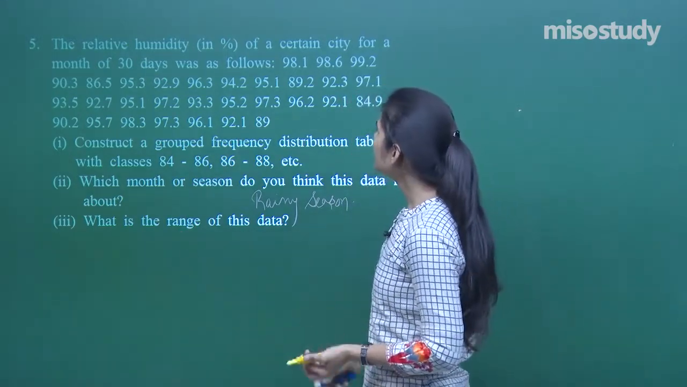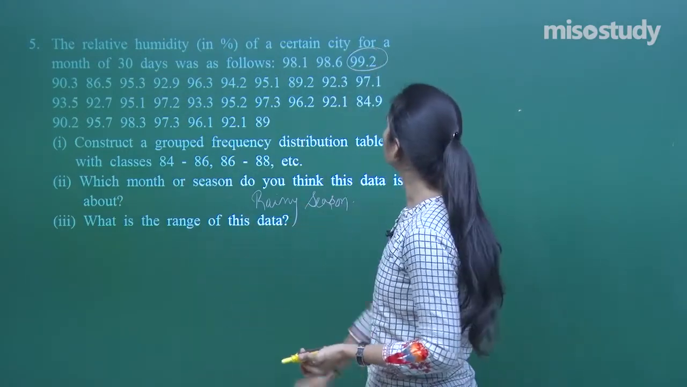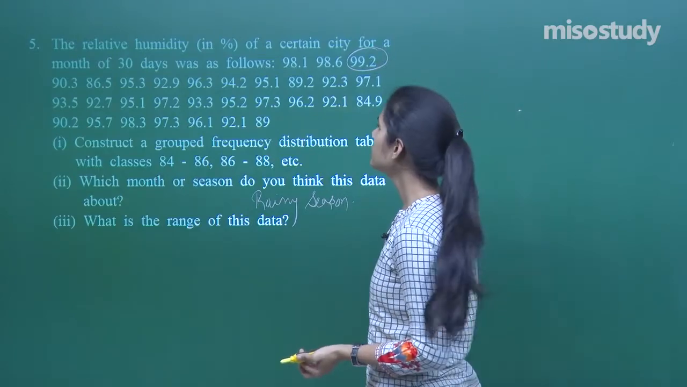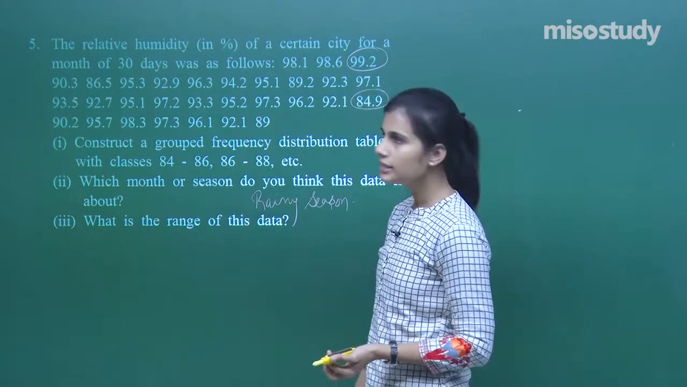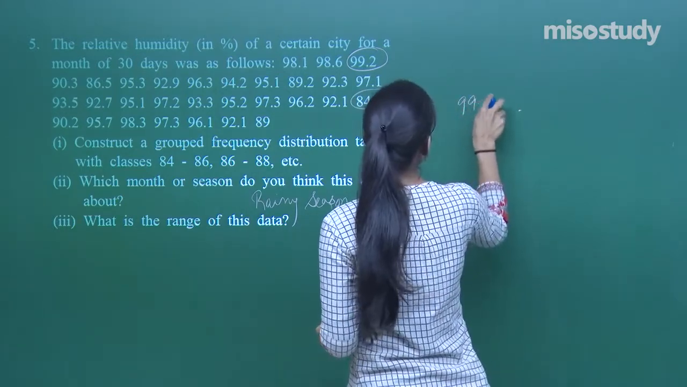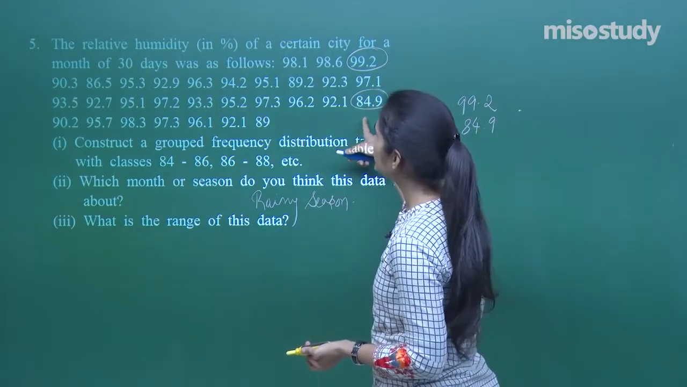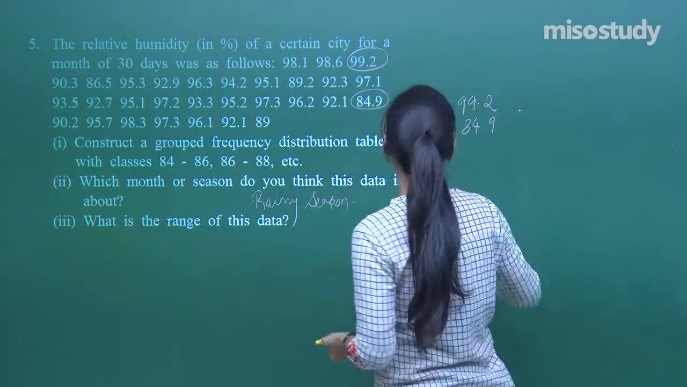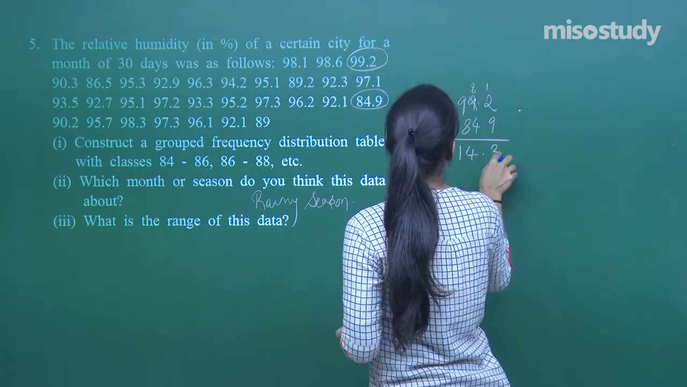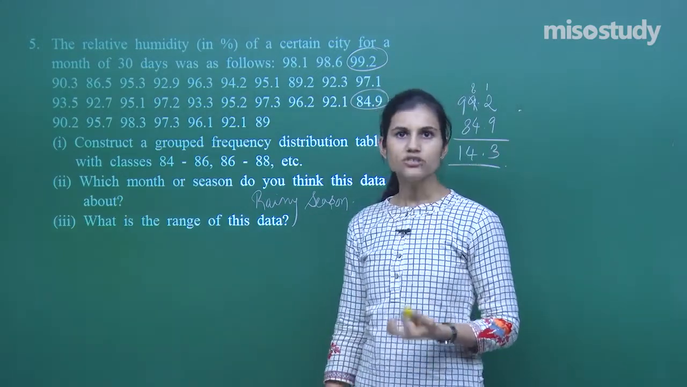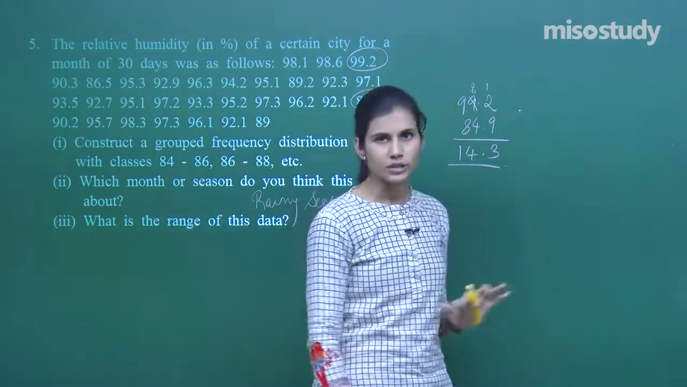What is the range of this data? The maximum value, as you can see, is 99.2. That is the maximum value. And what is the minimum value? Minimum value is 84.9. So if I talk about 99.2 minus 84.9, there is no value less than 84.9 and no value greater than 99.2. What you get? You get 14.3 as the range. Range is maximum value in the observation minus the least value in the observation, and that comes out to be 14.3.